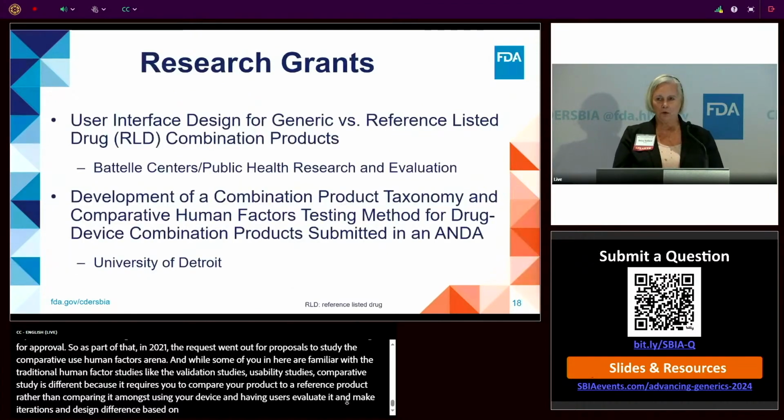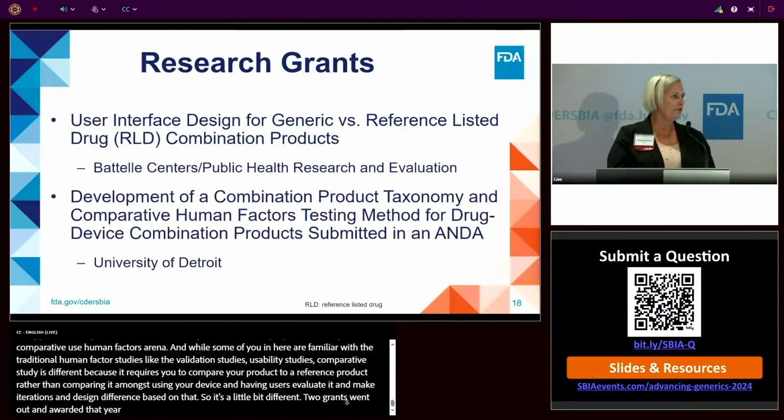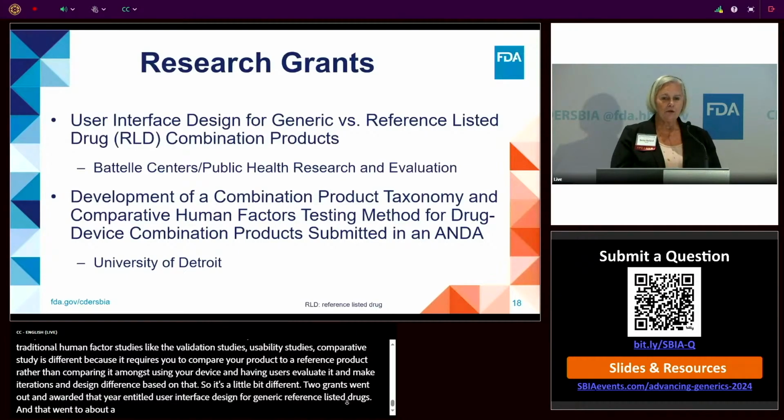Two grants were awarded that year. One was entitled User Interface Designs for Generic and Reference Listed Drugs, and that went to Battelle Centers, the Public Health Research and Evaluation. And the other grant that went out was for the development of a taxonomy to help identify these things, and that was granted to the University of Detroit.